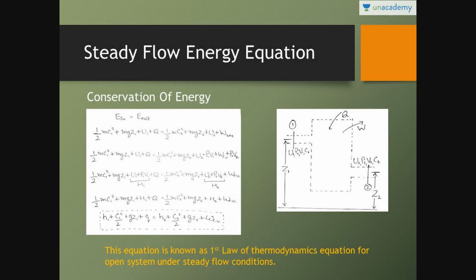Now, conservation of energy. See, this is the control volume. At point 1, there is internal energy U1, pressure P1, volume V1, and velocity C1. Similarly, at the exit, there is internal energy U2, pressure P2, volume V2, and velocity C2. We know that there is no accumulation of energy in the control volume. So the total energy entering is potential energy, kinetic energy, internal energy, and heat supplied. Heat supplied to the system is taken as positive, and the total energy leaving is the internal energy, pressure, potential energy, kinetic energy, and work done by the system.